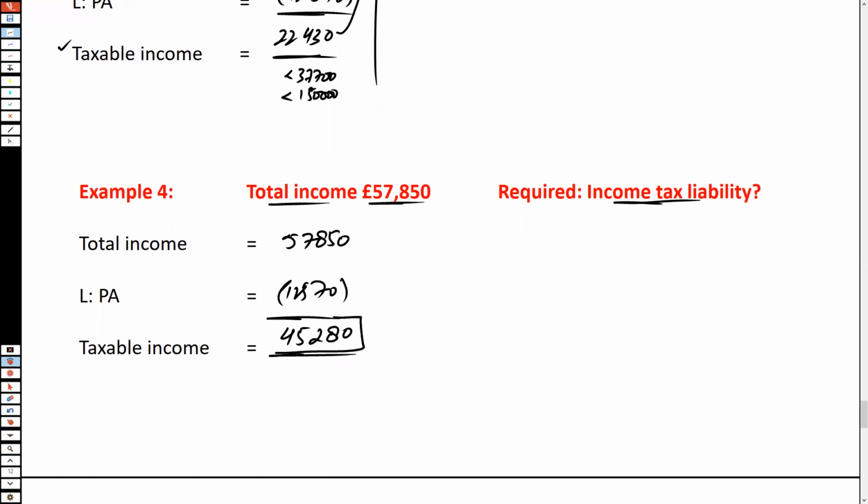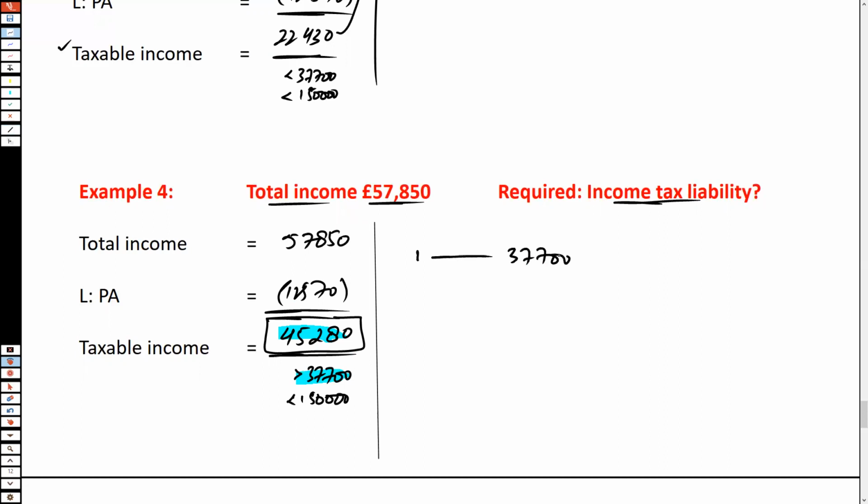This amount is more than the first band limit of 37,700 pounds, but less than the second band limit of 150,000 pounds. In this case, you cannot say that this 45,280 is more than 37,700 and directly apply that 40% tax rate. No, if you are doing like this, you are performing wrong calculations. Let me guide you over this.